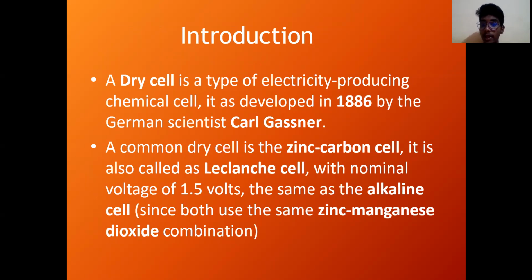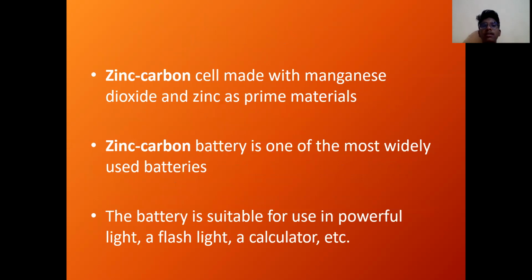It is also called a Leclanche cell with a nominal voltage of 1.5 volt, the same as an alkaline cell, since both use the same zinc manganese dioxide combination. So the zinc carbon cell is made with manganese dioxide and zinc as prime materials, and the zinc carbon battery is one of the most widely used batteries. The battery is suitable for use in powerful lights, flashlights, calculators, etc.